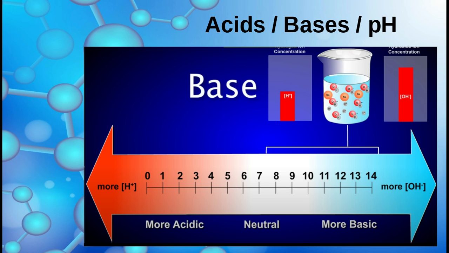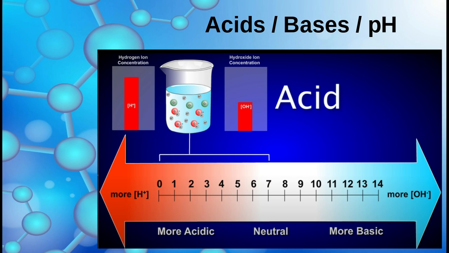Now, base. If we look at what a base is, you can see that it's got a higher concentration right here. So this level is right here, and this level is way up here. So there's a higher concentration of hydroxide ions, therefore it's basic. And when we say that's basic, you're dealing with something that's up in this range, above 7 to 14. That would be basic.